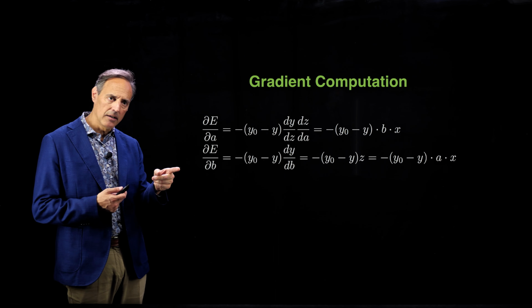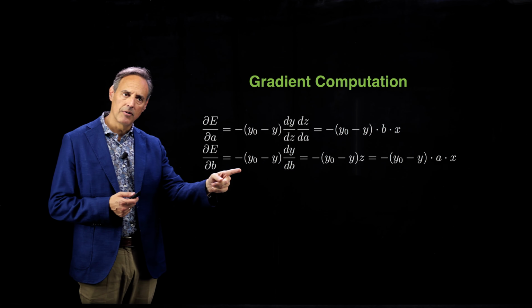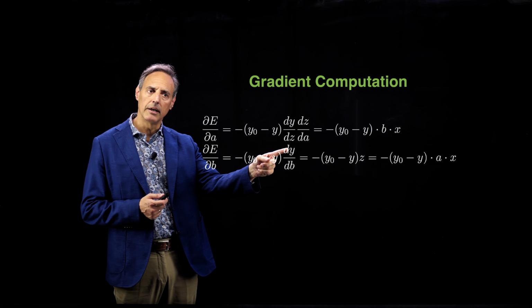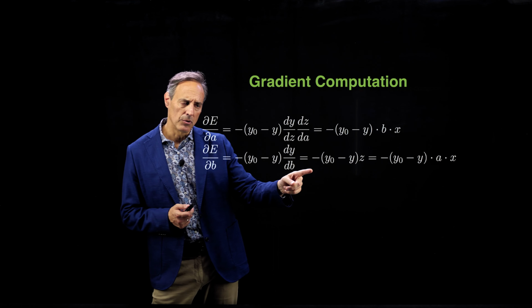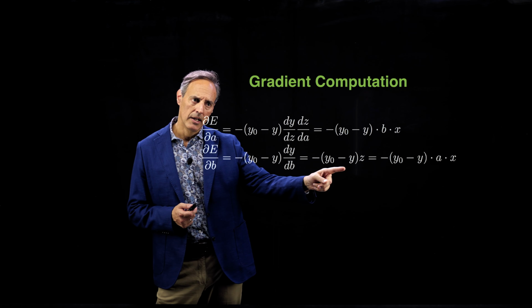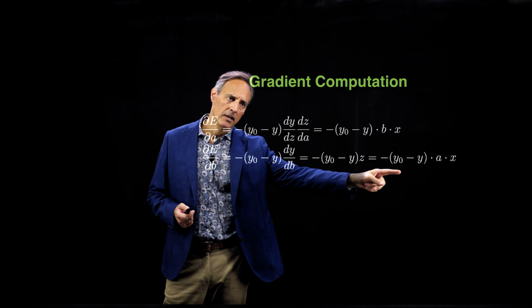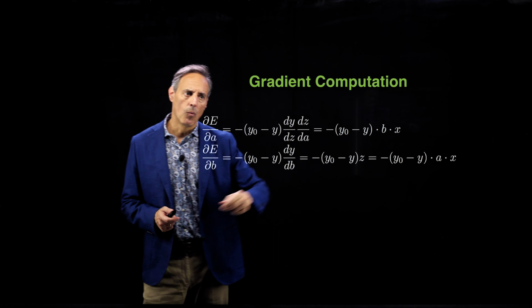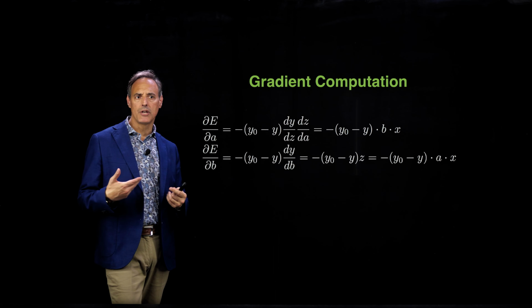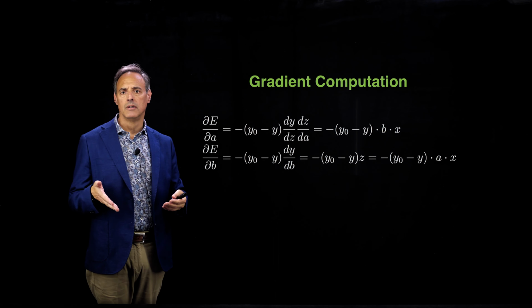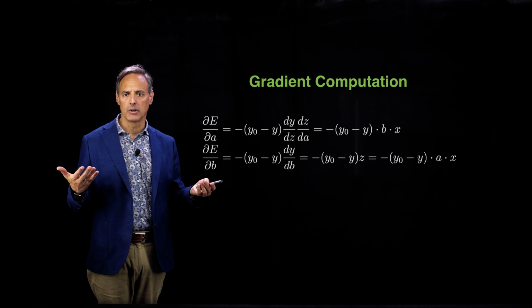dE/dB, again, same thing. You take the derivative here, but now you can just go one layer in, dy/dB, and then you can compute this out. Here it is, y naught minus y times z, but what's z again? AX. So you see here, what we have is an evaluation of the downhill direction already explicitly computed.